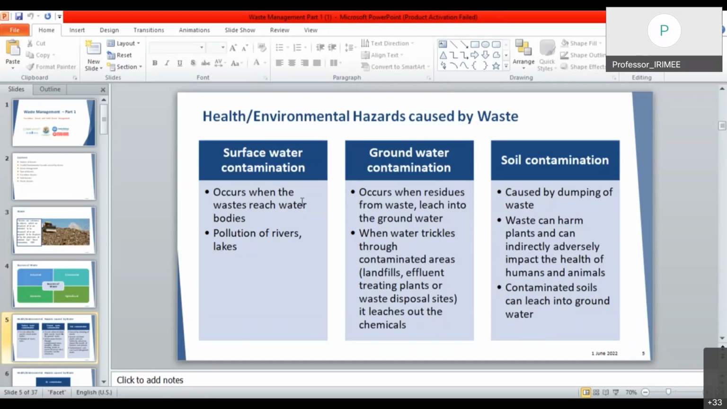Then groundwater contamination. This occurs when the residues of waste leach into the ground and trickle through the contaminated areas. When water, through rain or any other cause, comes in contact with that waste, then residues get dissolved into the water and it trickles through that landfill or effluent treatment plant, and it leaches the chemicals into the underground water, and thus water gets contaminated.